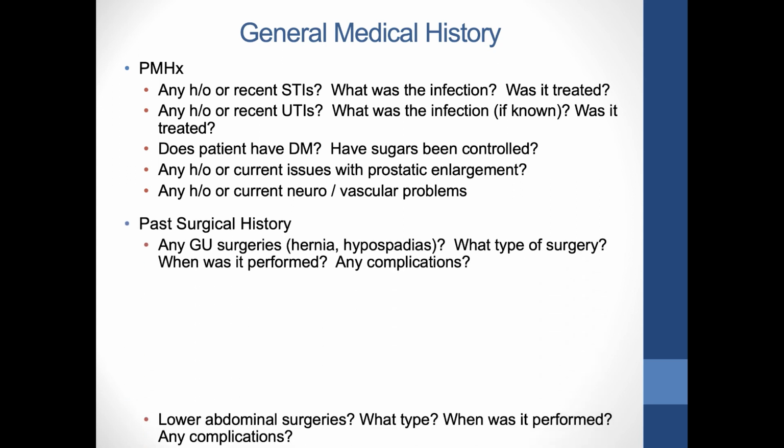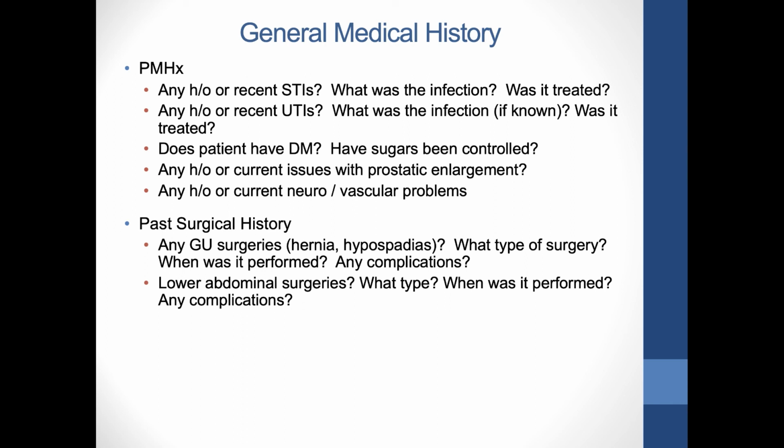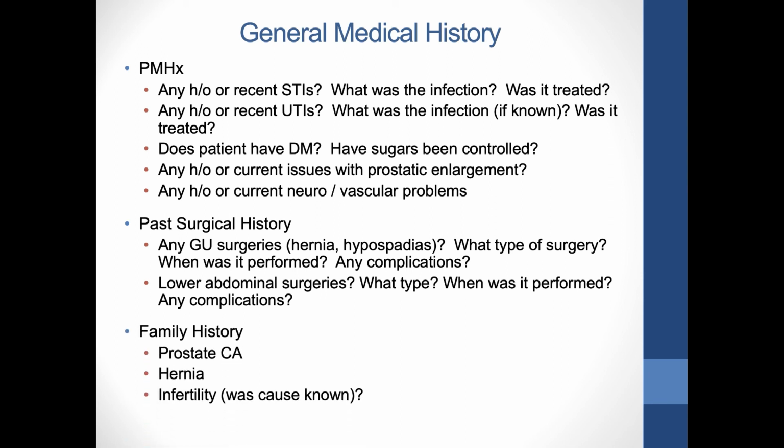If they have any past surgical history, were any of these GU surgeries, hernia surgeries, when were they performed? Were there any complications? Lower abdominal surgeries, what type? When was it performed? Were there any complications? And then we're going to address their family history. If they've got a history of prostate cancer, hernias, infertility, and if they know what the cause was.